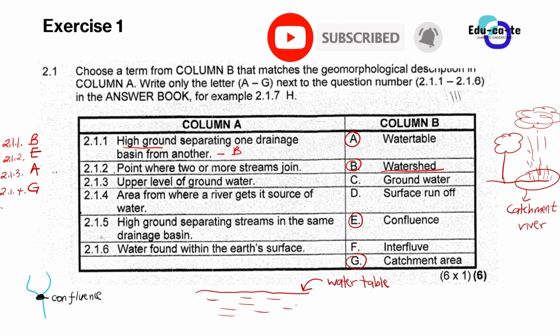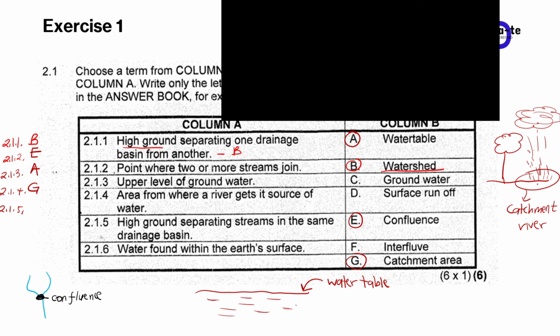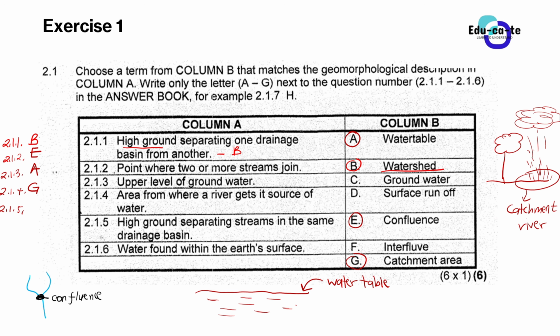So this is the point where a river gets its water, because after the water actually rains at this catchment area, it is going to be flowing away. There will be surface runoff leading to the formation of a river. So basically, it is known as a catchment area. The catchment area is basically the place that collects rainwater.